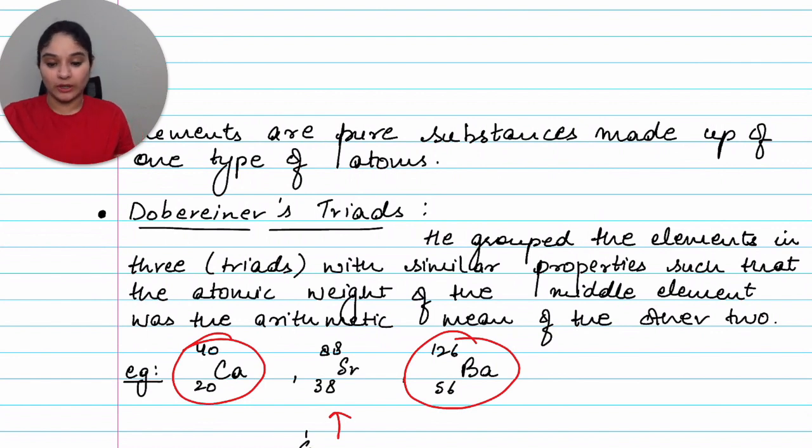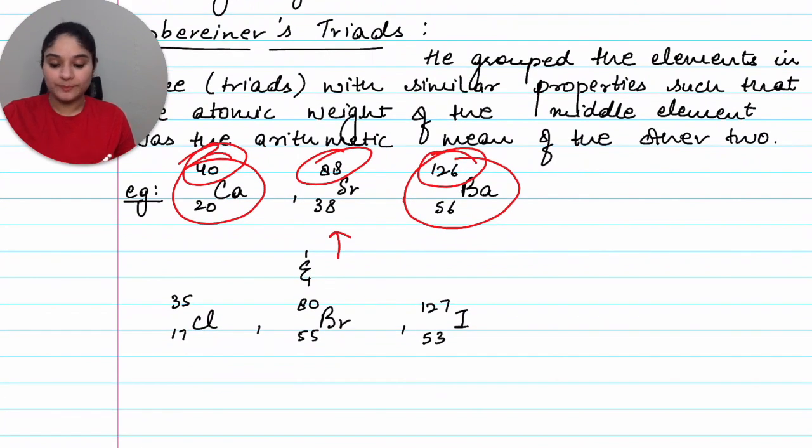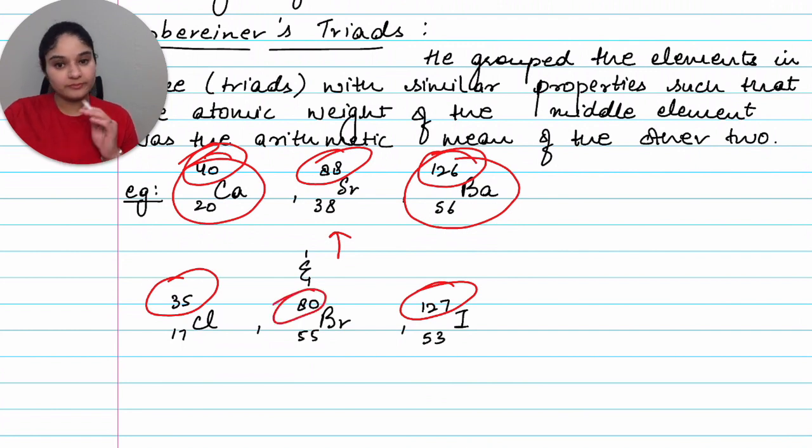If you think about it, you have 40 and 126 as the atomic weights of calcium and beryllium. If you add that up and divide by 2, you end up getting 88. The same thing happens in the next one. You have 35 and 127, add that up and divide by 2, and you get 80. Okay, so this was the concept of his grouping.